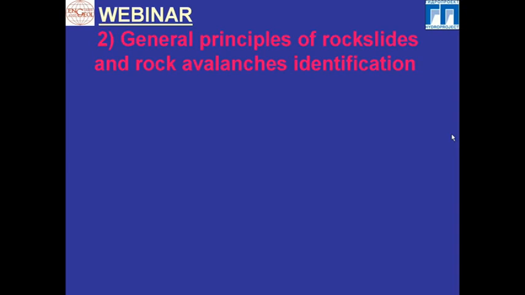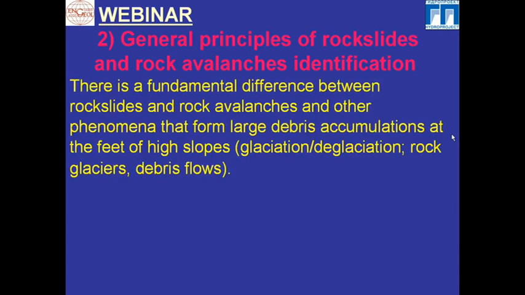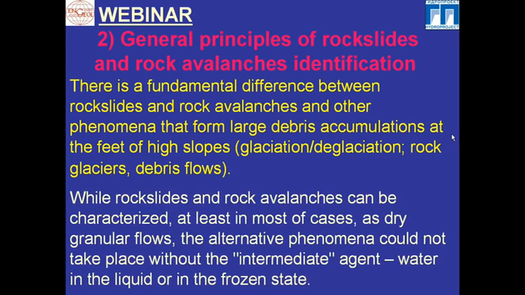Let's talk about general principles of rock slides and rock avalanches identification. I must say that there is a fundamental difference between rock slides and rock avalanches and other phenomena that form large debris accumulations at the feet of high slopes, like glaciation or deglaciation, rock glaciers, debris flows. While rock slides and rock avalanches can be characterized, at least in most cases, as dry granular flows, the alternative phenomena could not take place without the intermediate agent, water in the liquid or in the frozen state.